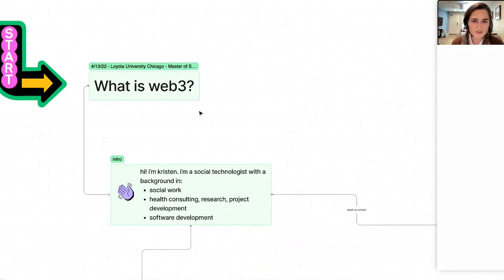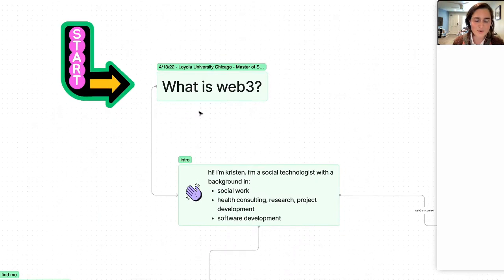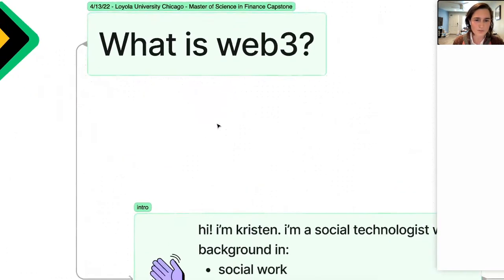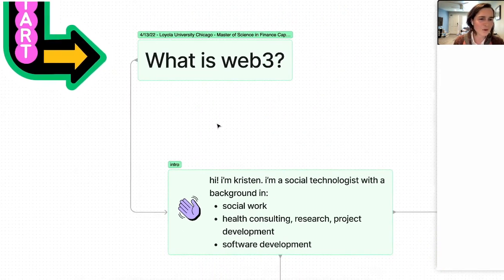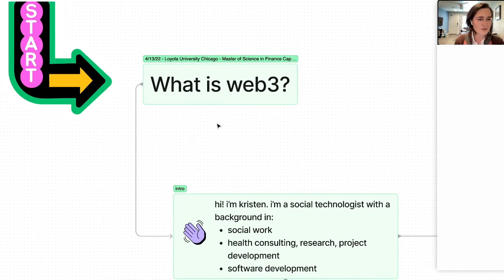Great. Well, that was actually really interesting for me because I've been working in the space of Web3, loosely called crypto, but there's more to it than just the finance side. So that's kind of what I'm here to shed some light on. And as April said, I'm a social technologist with a background actually in clinical social work.